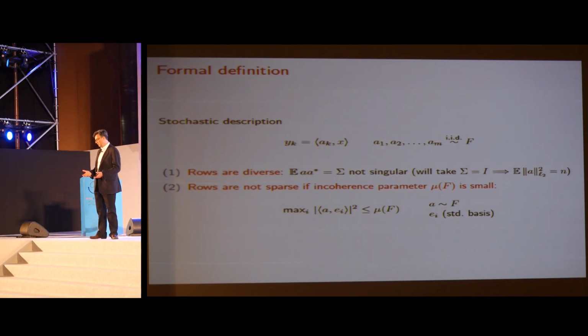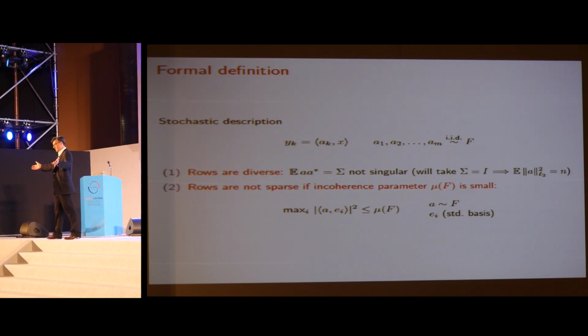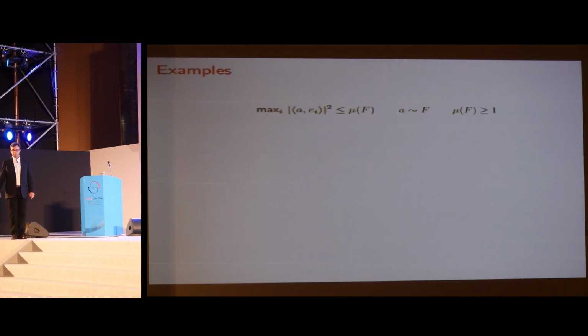And if mu is small, well, they must be spread. And if mu is high, they are localized. Right, so rather than give you a long theory about this, let's look at two examples.